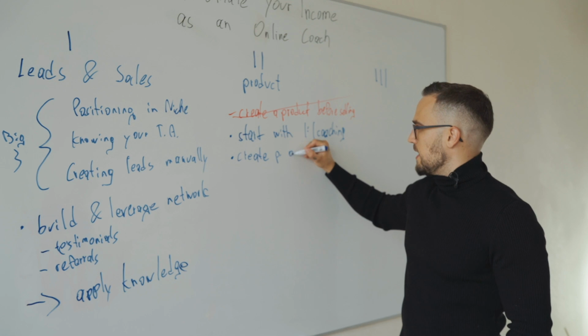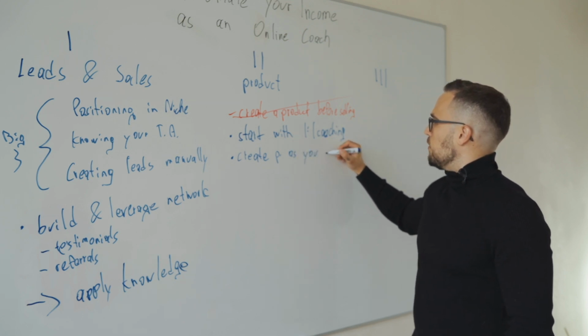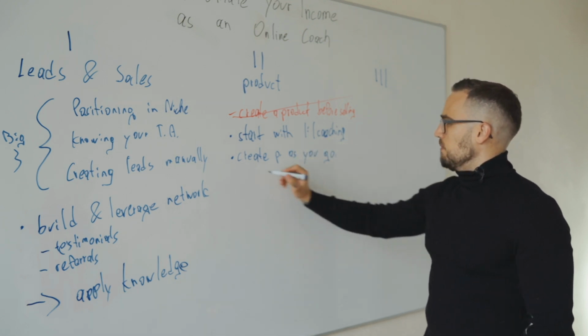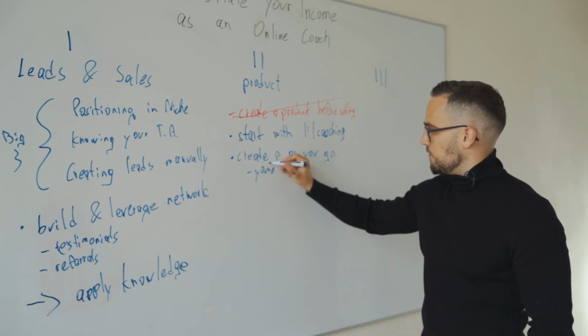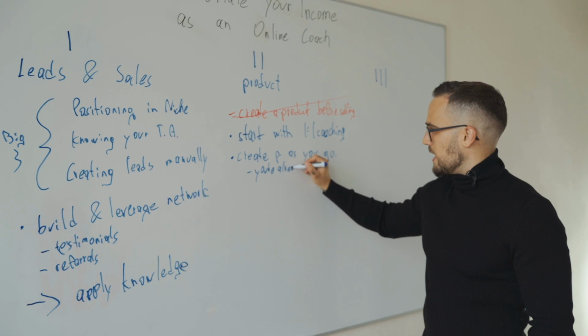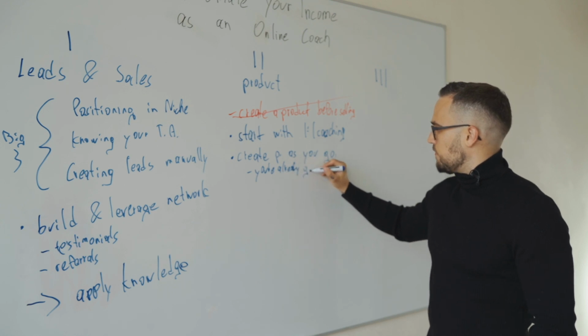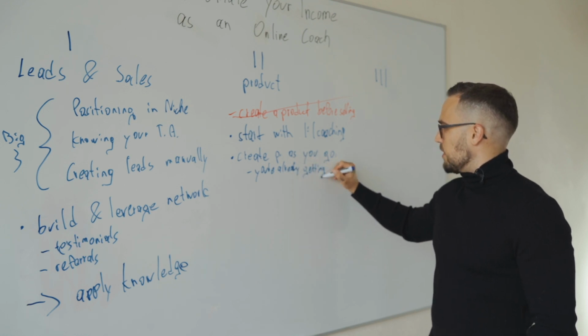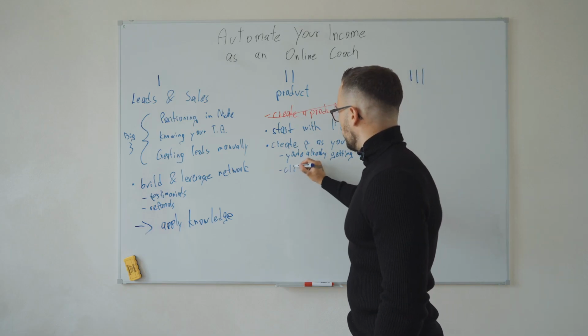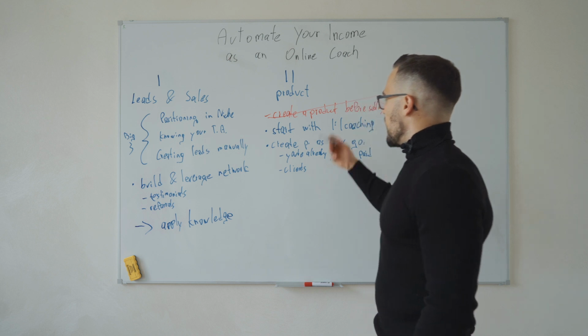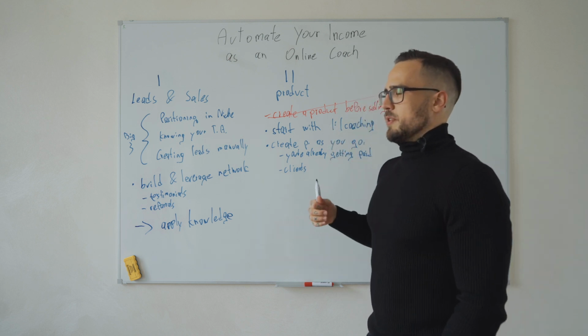What you do from there is you create the product as you go, all right? Create P for product as you go. What do I mean by as you go? Well, number 1, you're already getting paid, because you already have one-on-one clients, all right? You're already getting paid, and most importantly, the way you're creating this product is you have your first client.